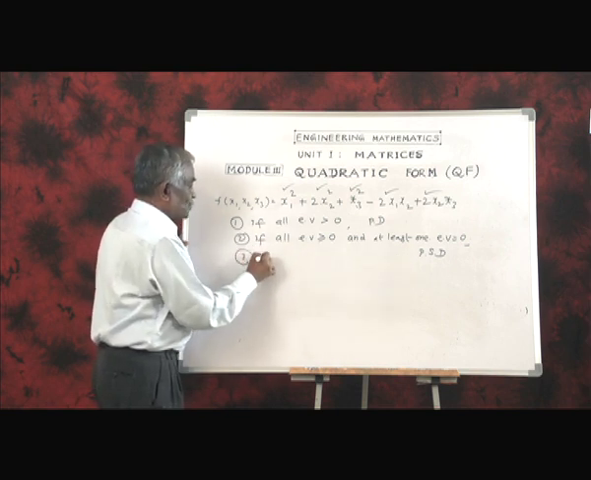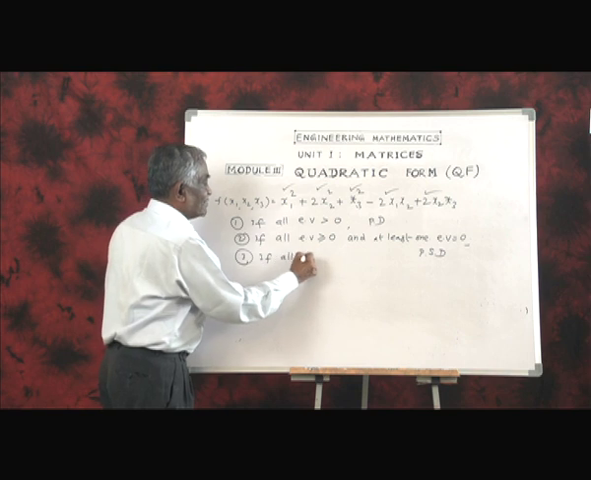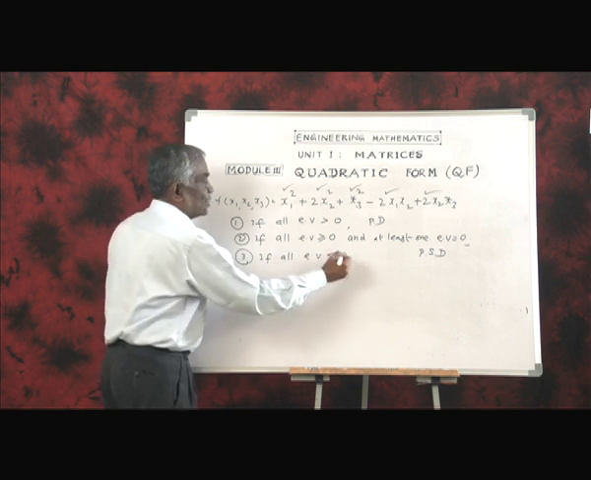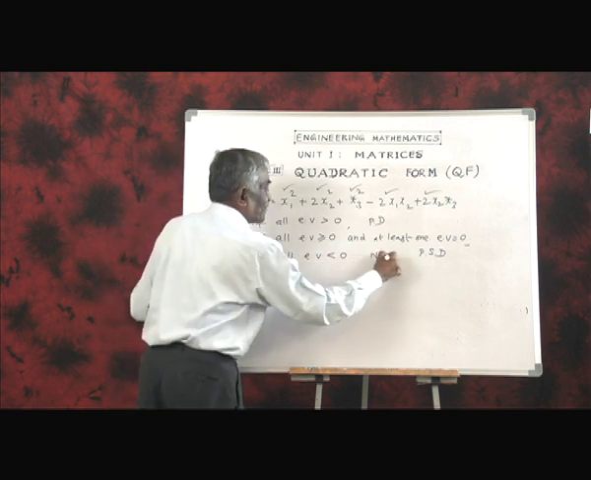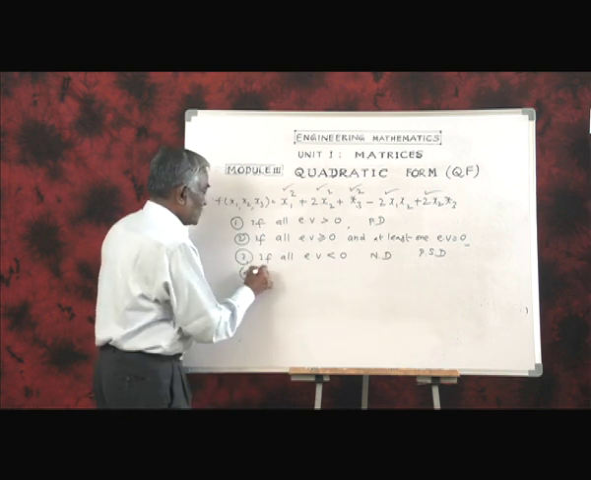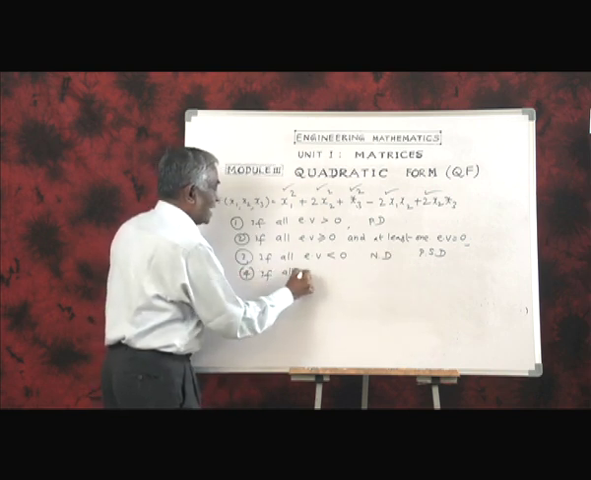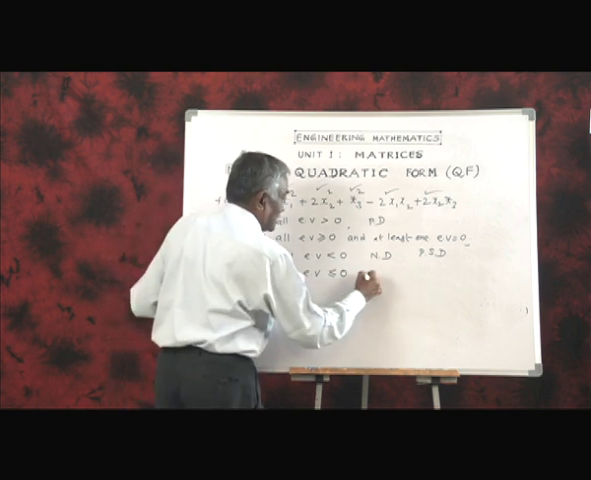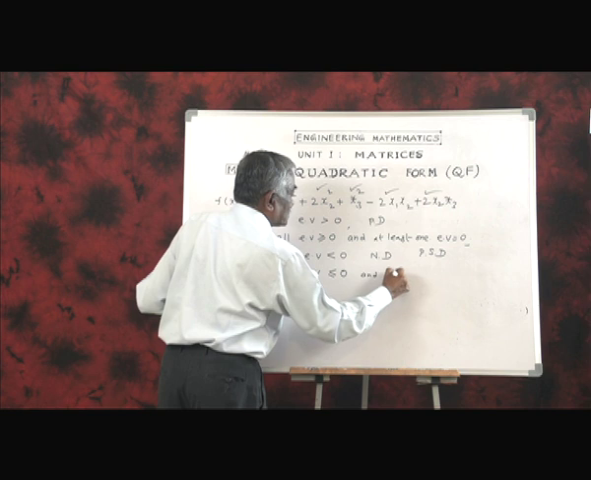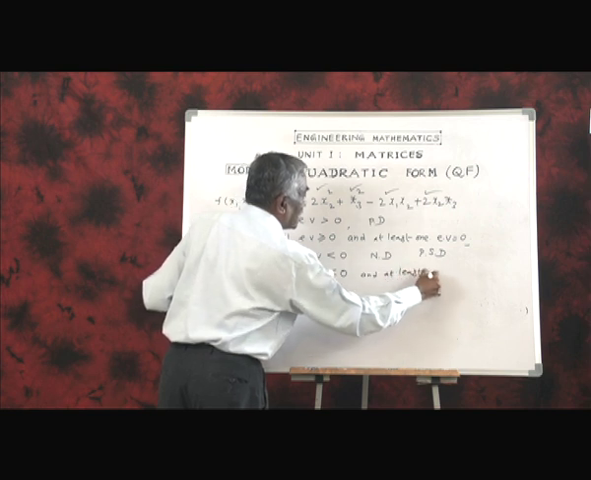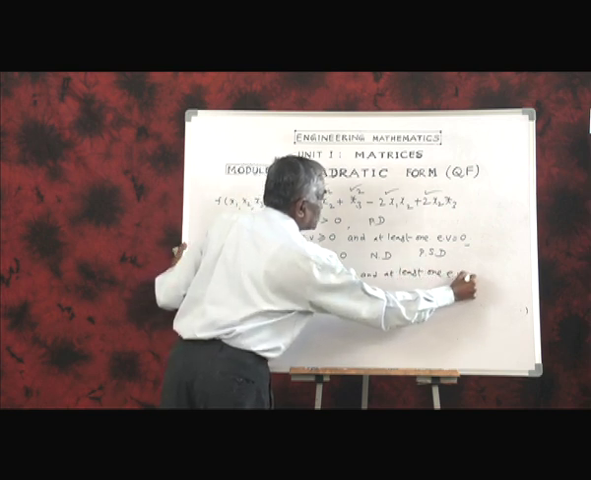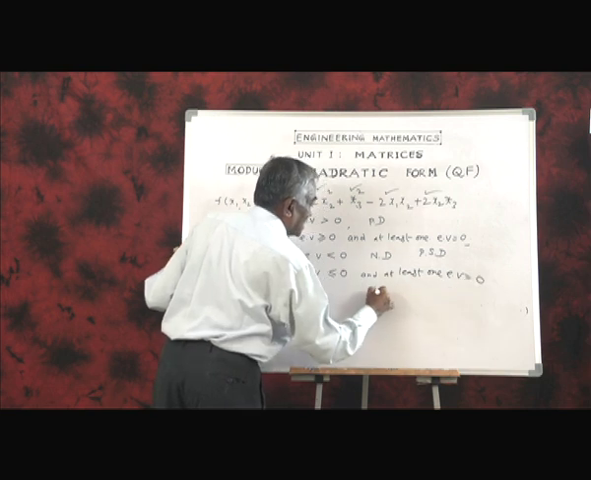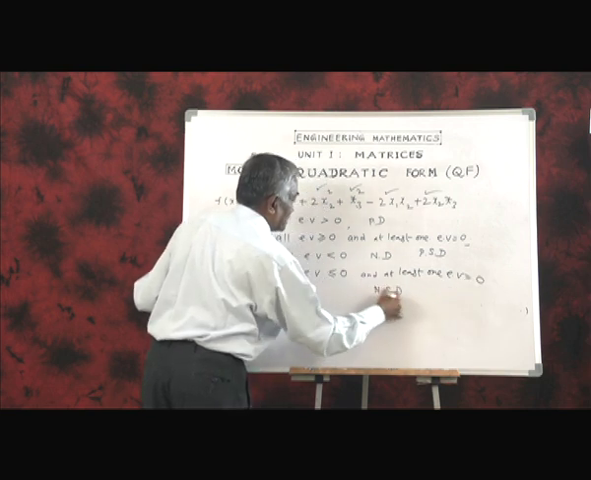Now, the third conclusion: if all eigenvalues are less than 0, then it is negative definite. The fourth one: if all eigenvalues are less than or equal to 0 and at least one eigenvalue is equal to 0, then it is negative semi-definite.